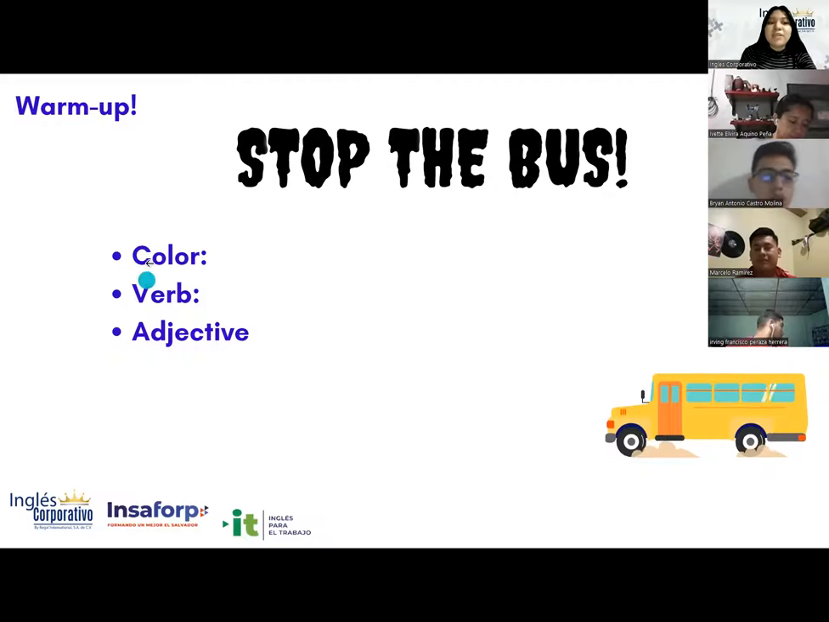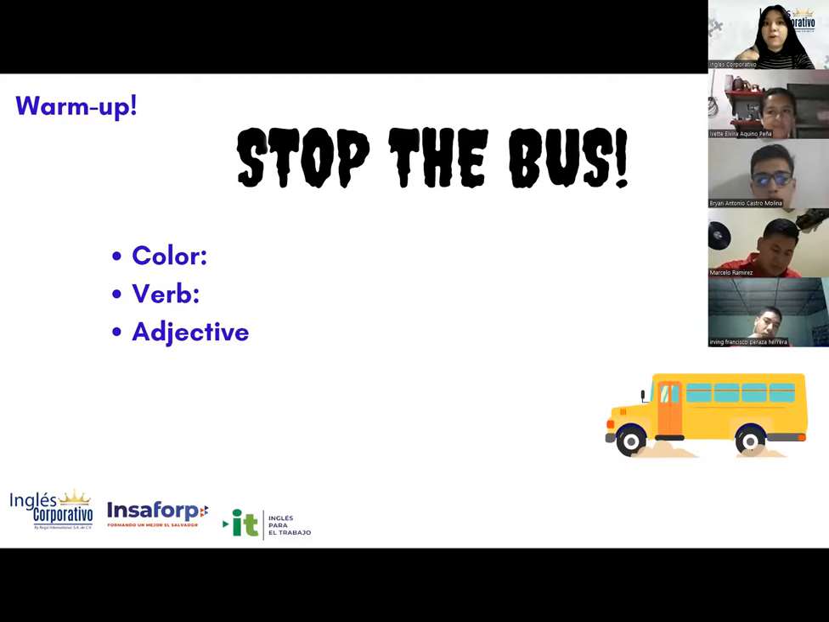As you can see right here, we have three categories. Tres categorías. We have color, verb, and adjective. I'm going to give you the letter. Le voy a dar yo la letra. And you should look for a color, a verb, and an adjective that starts with that letter. It's like in Spanish. Es como lo jugamos en español. Yo le digo la letra y usted busca un color, un verbo y un adjetivo que empiece con esa letra. Okay?